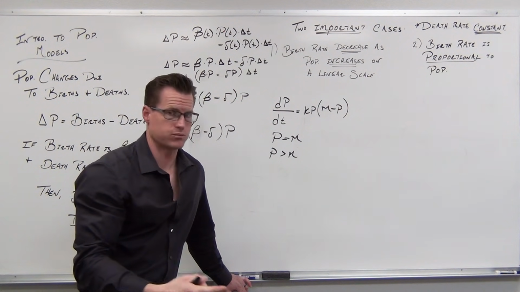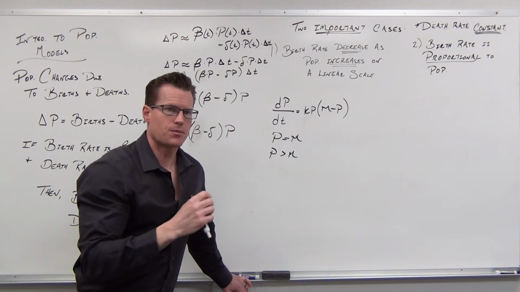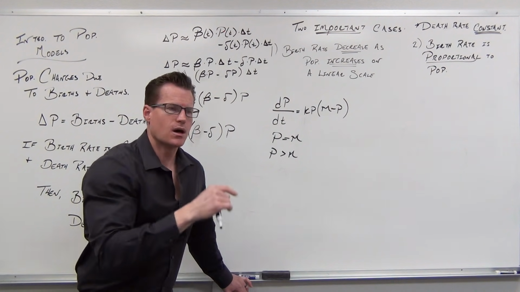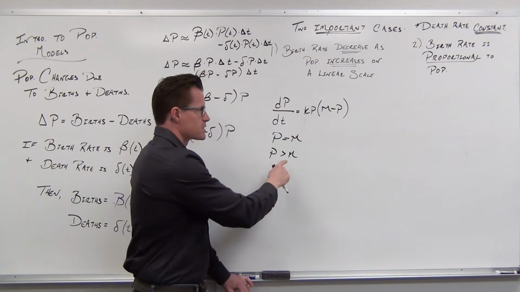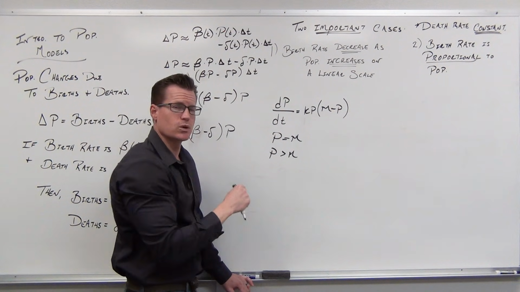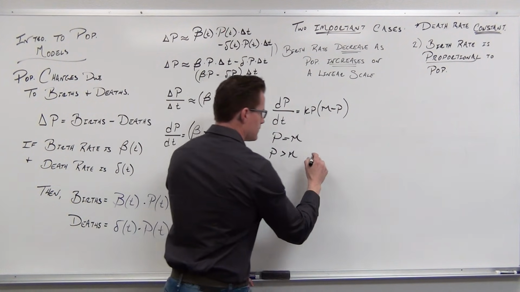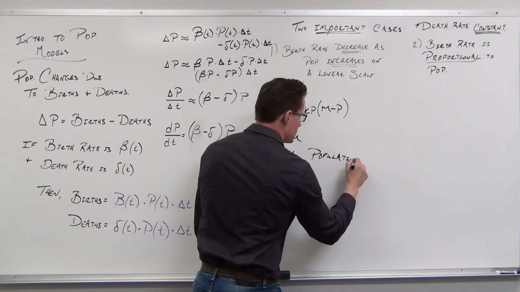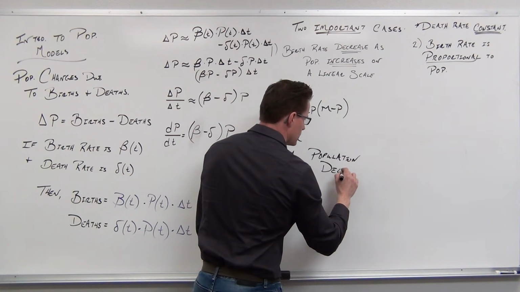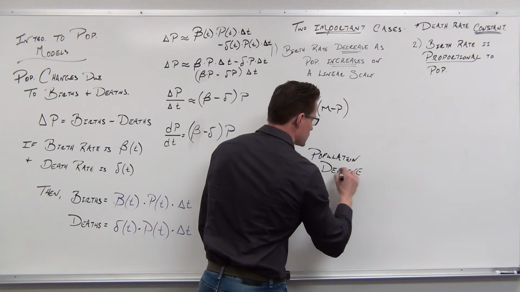You go, okay, so wait a minute. If our population, so M is a really important number. If our population is greater than that M, then this is going to be a negative and our population will decline. That's going to be a population decline.